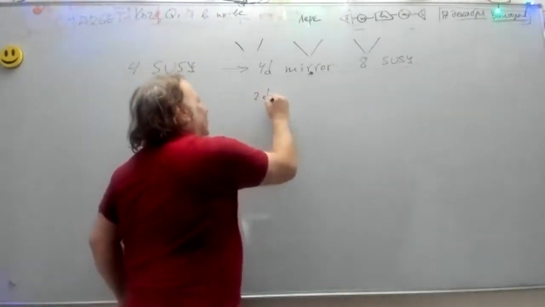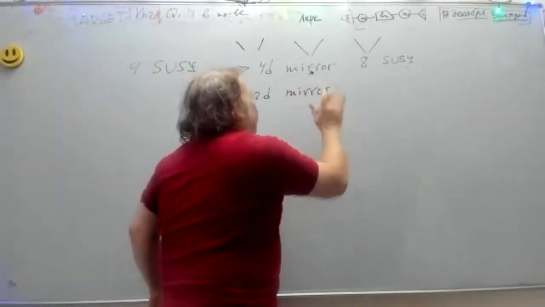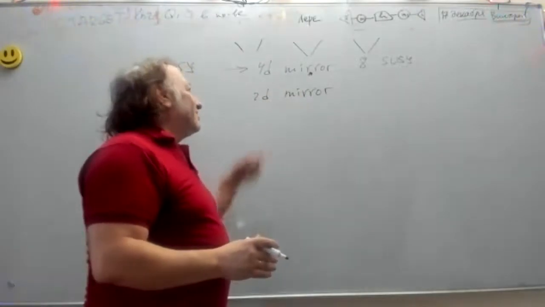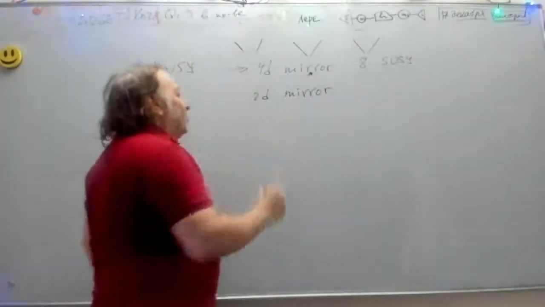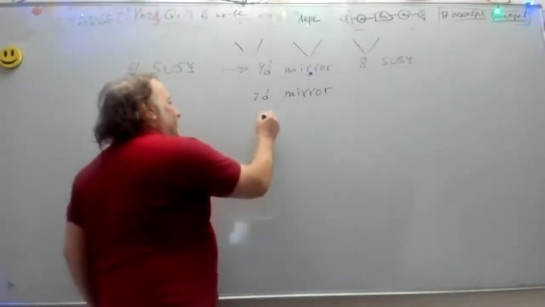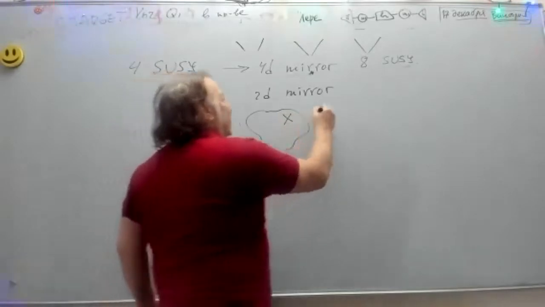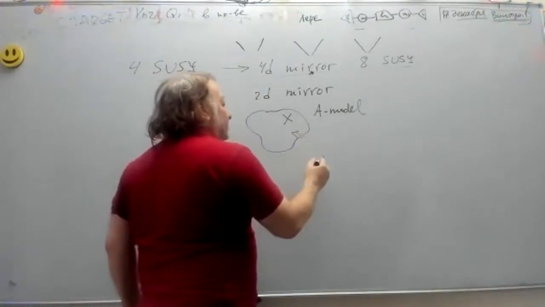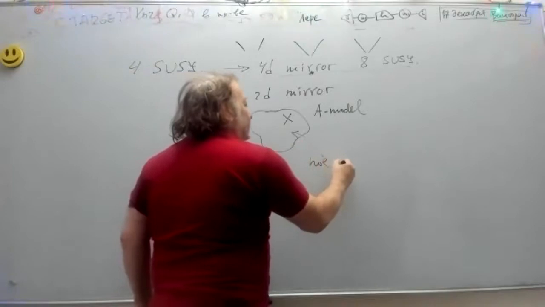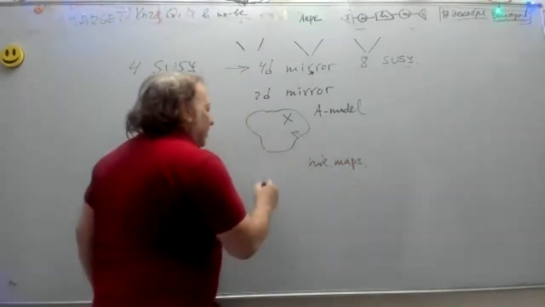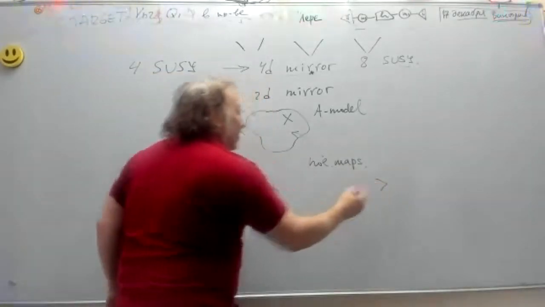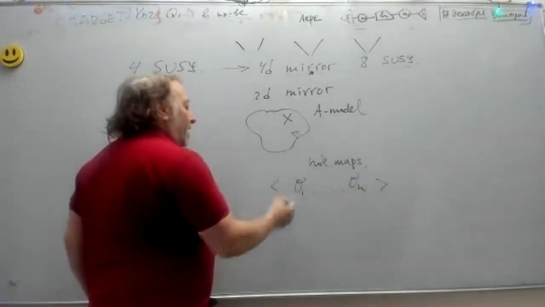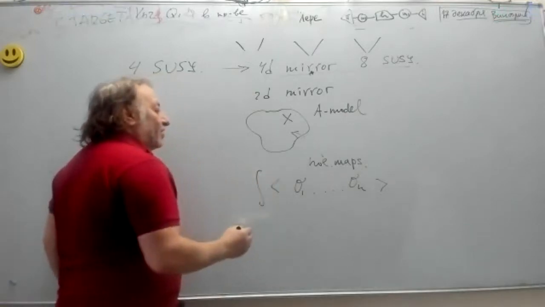First, what is two-dimensional mirror? I'll omit three-dimensional mirror because I think it somehow goes along, so the main step is two. So two-dimensional mirror is the following. You have some manifold X and you have a moduli space of holomorphic maps. And here you have correlation of observables, and you integrate the correlation of observables.